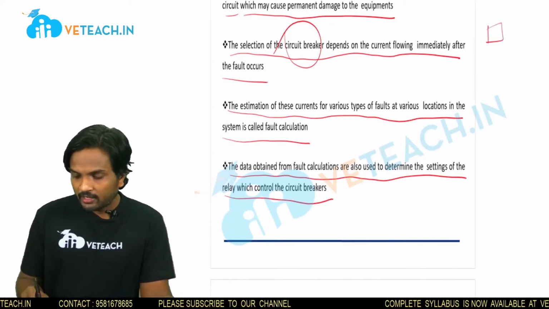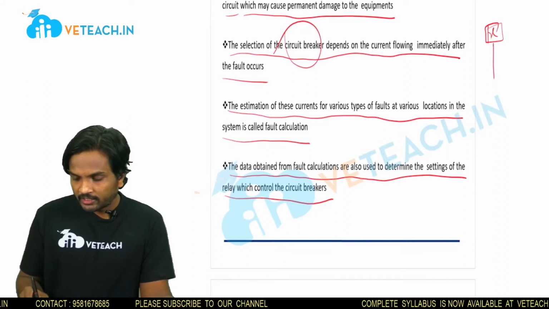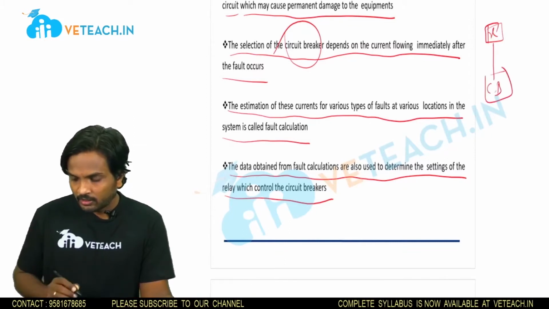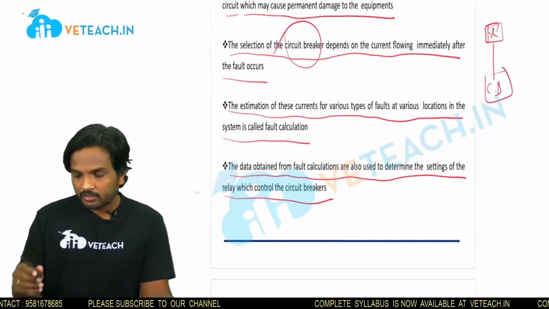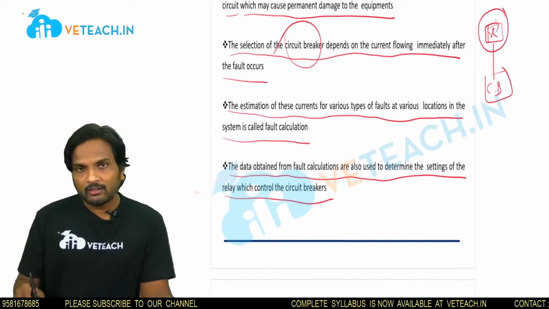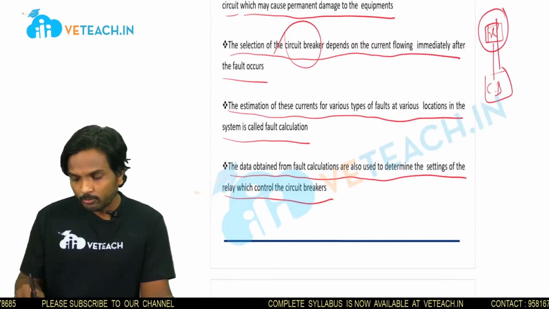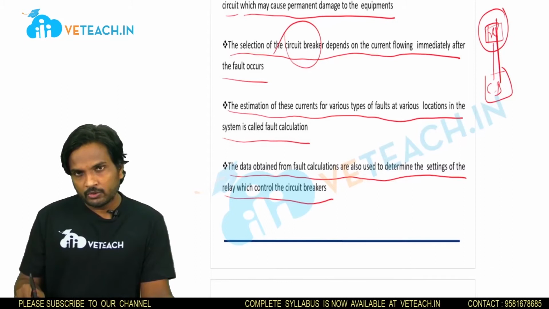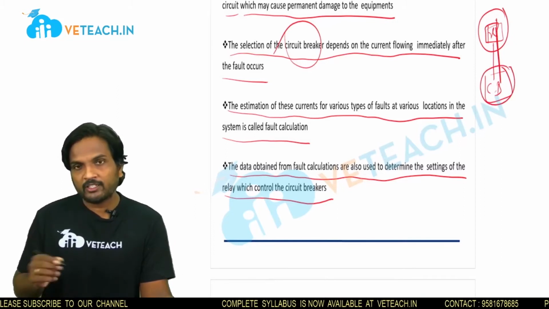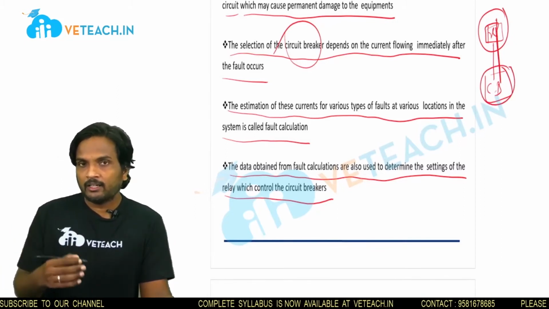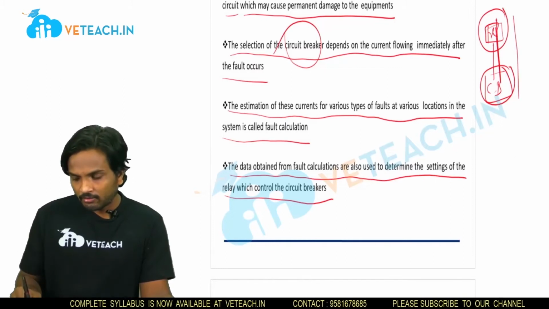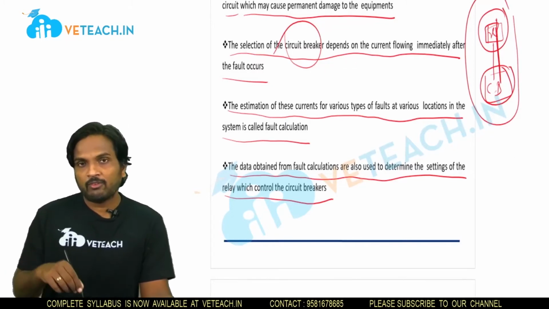Suppose you have a relay like this, and a circuit breaker like this. If any fault occurs in the power system, the relay senses that fault and sends a signal to the circuit breaker. Then the circuit breaker will trip the circuit from the faulty conditions. That is the order of protecting the circuit from faults.